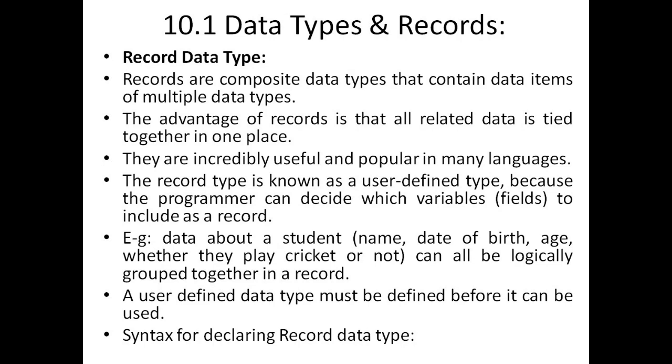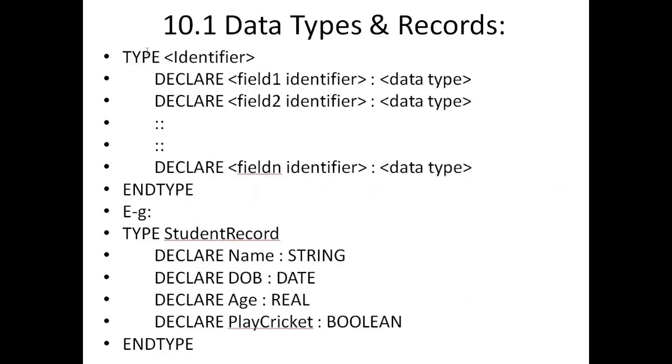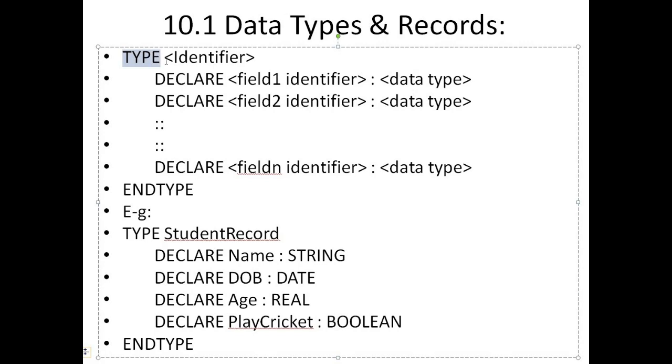Syntax for declaring record data type is as follows. First of all, you write the keyword TYPE. Then you write whatever name you want to give to your user defined data type, or you want to give to this record.